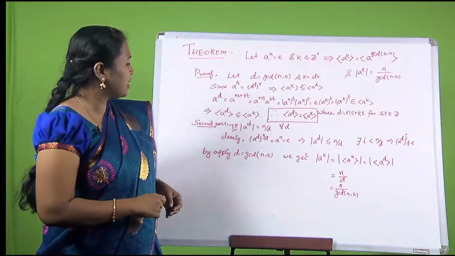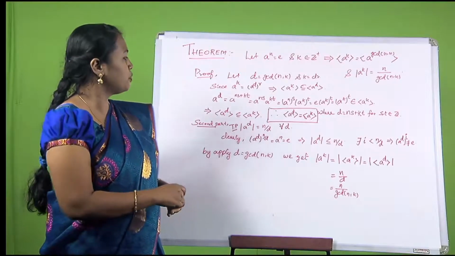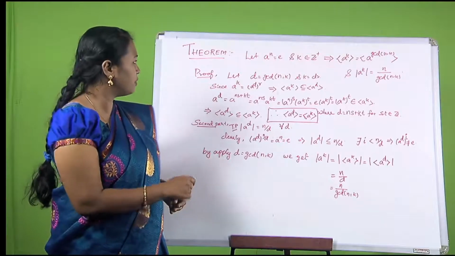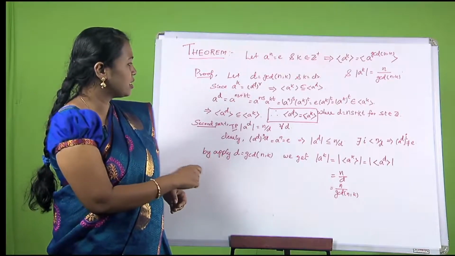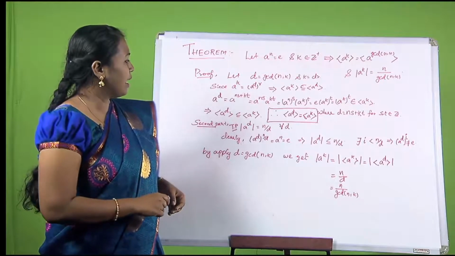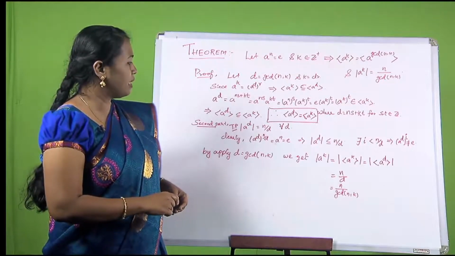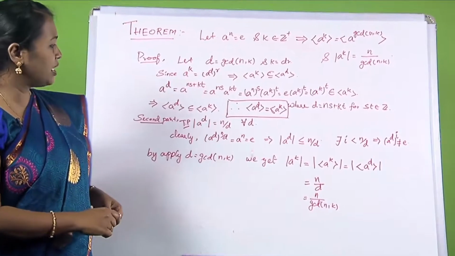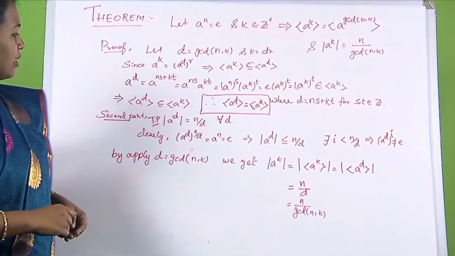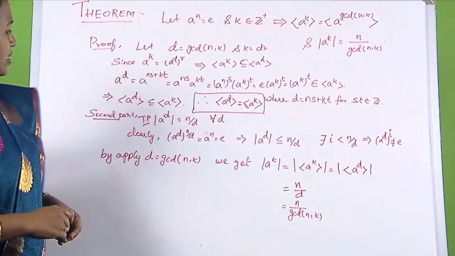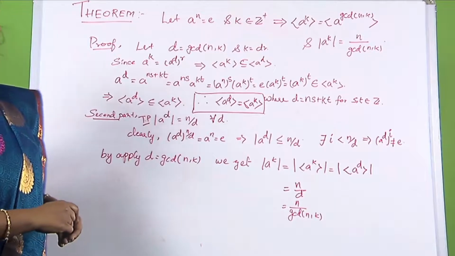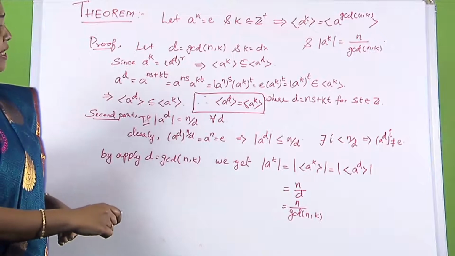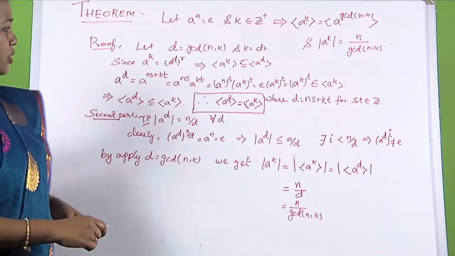So, for that, let us first prove that the order of a power d is equal to n by d, where d is GCD of n comma k. Now, clearly a power d the whole power n by d will be equal to a power n, which is equal to e, since the d gets cancelled. So by the definition of order, n by d should be the order of this element, which implies that the order of a power d is less than or equal to n by d.